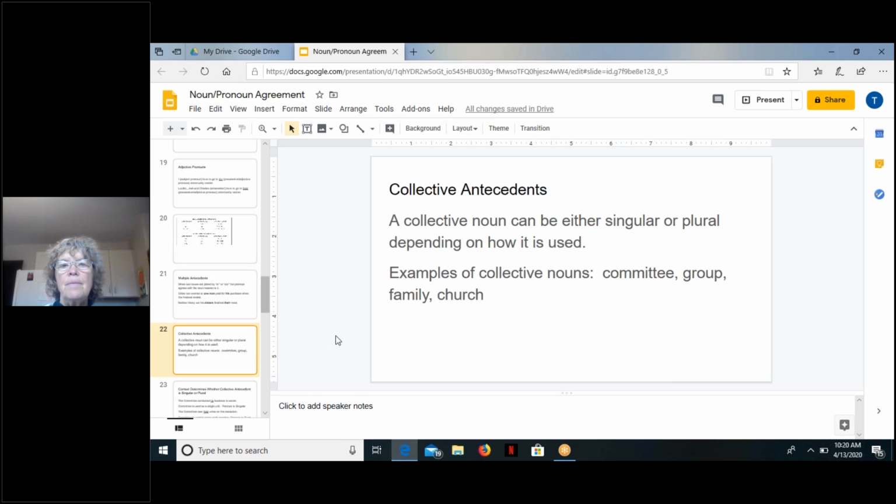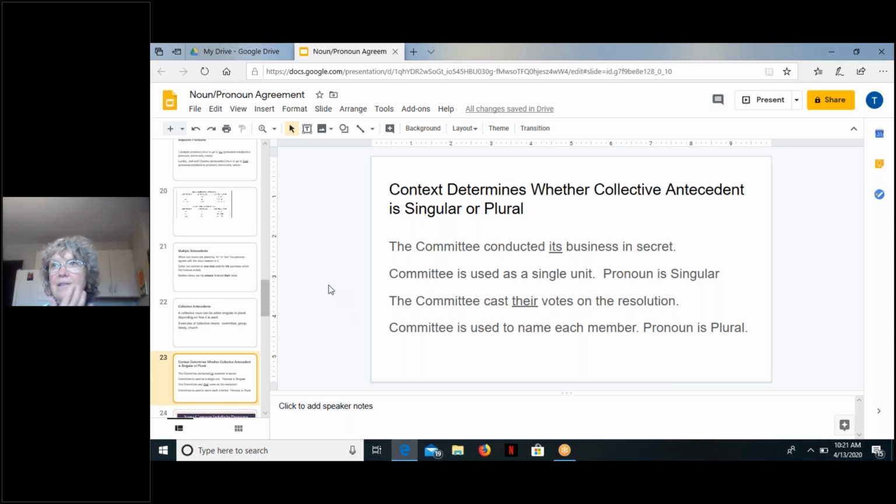Collective antecedents. A collective noun is one that can be used either as a singular or a plural, depending on how it's used. And here's where your context comes in. Whether or not you use the singular form of the pronoun to agree with your collective antecedent, or you use the plural form. Some of these nouns that set up this problem in writing are committee, group, family, church. In each of those words, there's context to determine whether or not we're really talking about a single unit. Are we talking about the members within that unit? So context is really important here.